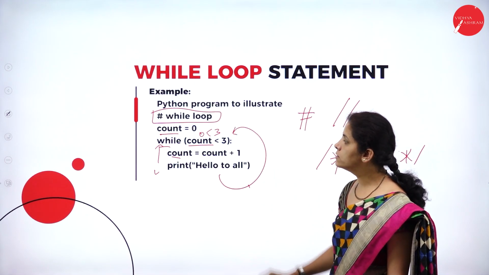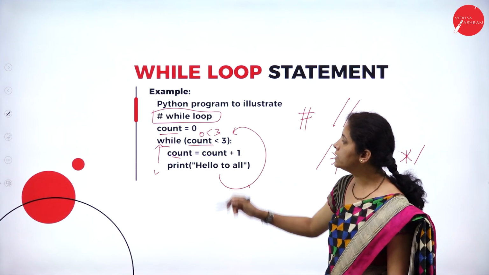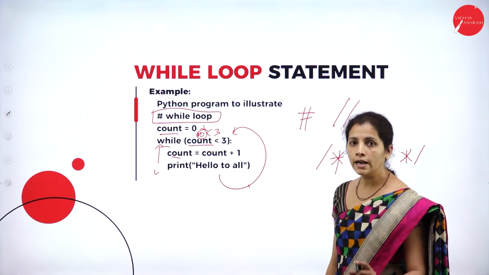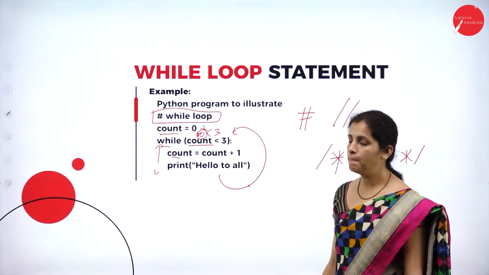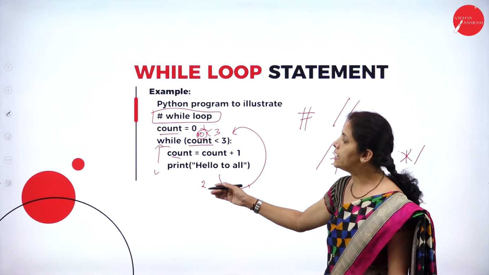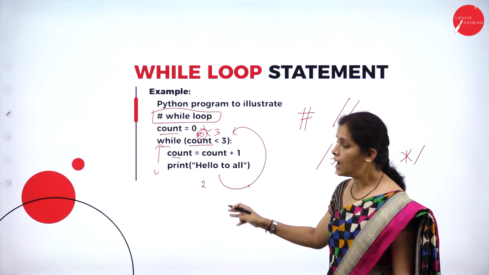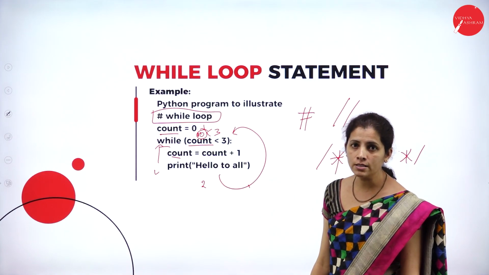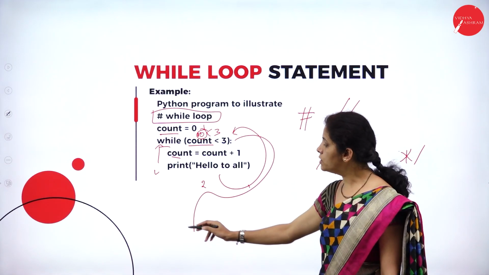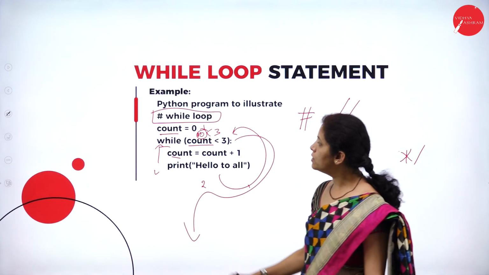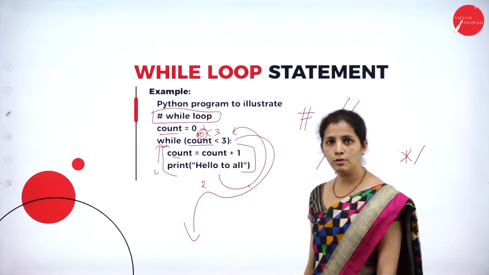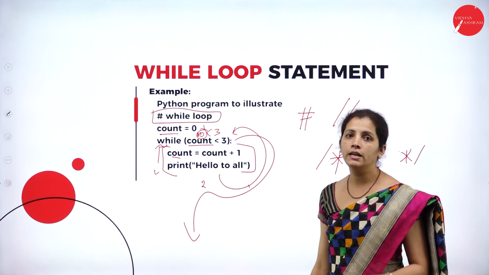Control moves back to the condition. Now, what is count? Count is 1, and 1 is less than 3. The condition is true. Increment count by 1. Now count is 2. Print hello. Now, how many times am I going to get the hello? 3 times. And when the condition is false, what's going to happen? The control moves to the next line. So, in C, this is nothing but one block. But in Python, I need to follow the indentation.